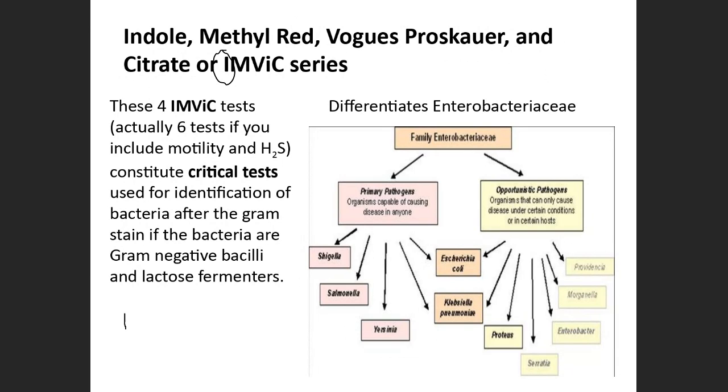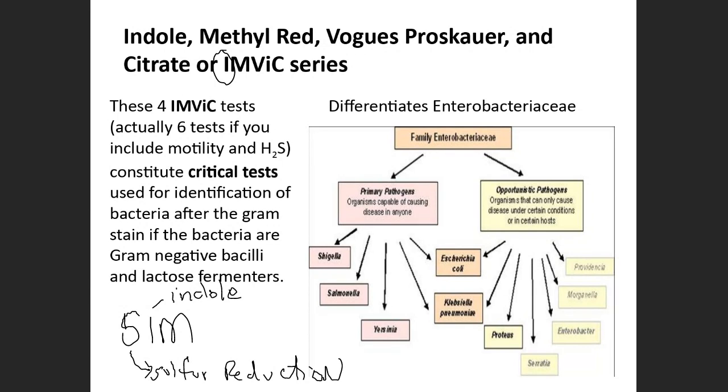doesn't just give you the indole result. It's a media recipe that we call SIM: S for sulfur reduction, I for indole production, and M for motility. So technically, you can get two extra test results here. They're not necessarily part of the IMViC series, but you can also get motility and sulfur reduction as part of the deal at the same time. Are there any questions so far?